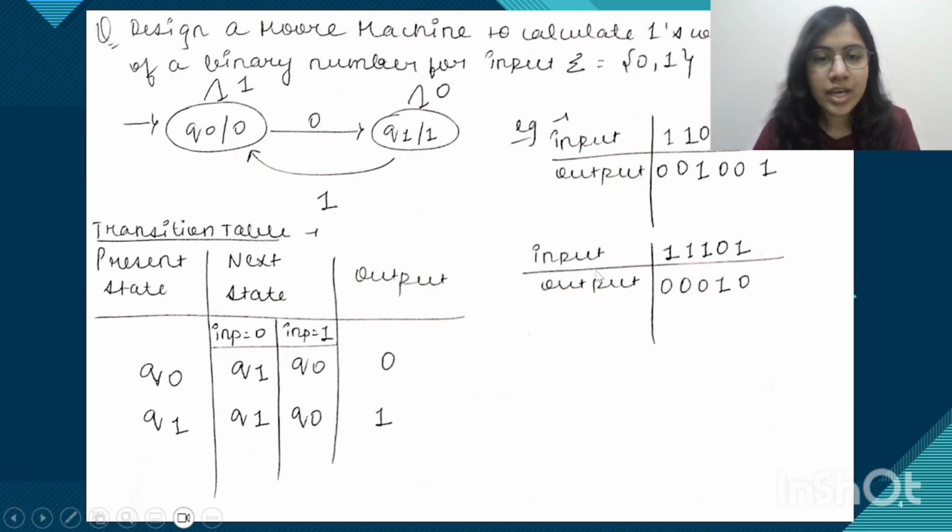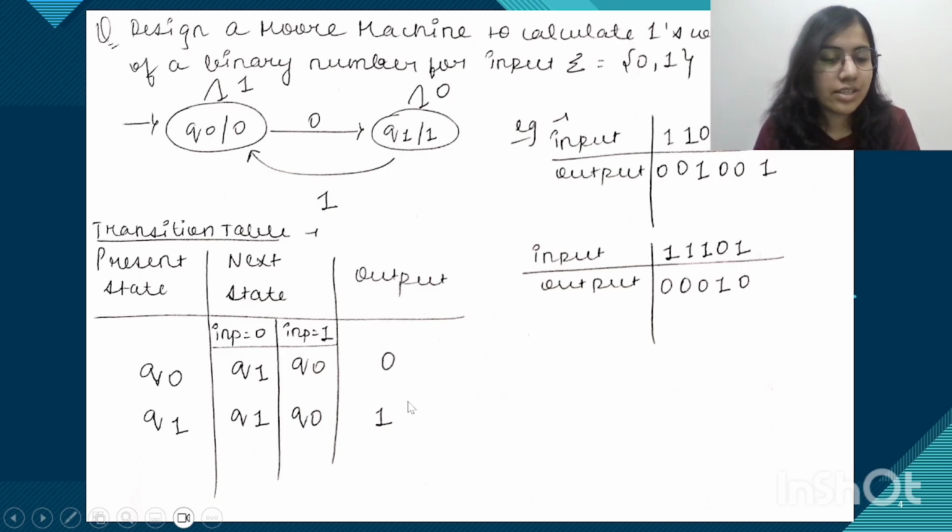Let's take another example, that is 1101. For 1, again we go back to the initial state and our output is 0. Again 1, again 0. Then when we have the next 0, we transition to the next state, that is Q1, and we get the output 1 as we have 0 in the input string. And for the 1, we go back to the initial state and we get the output 0.